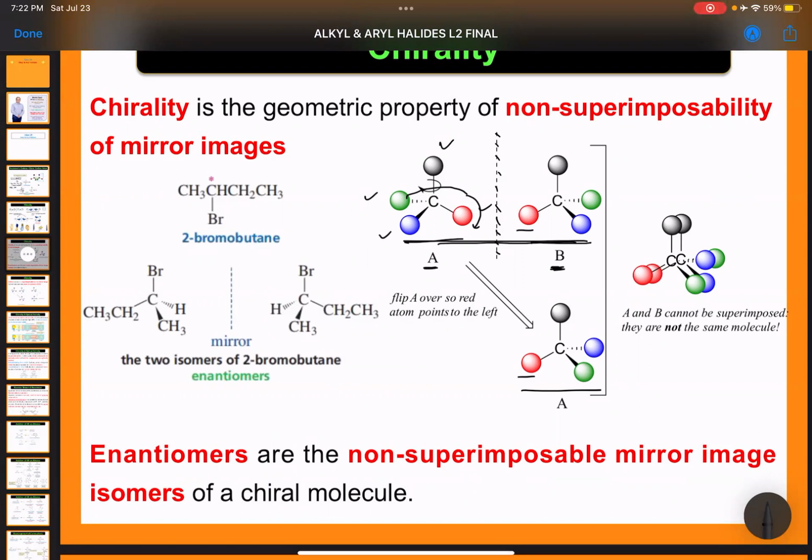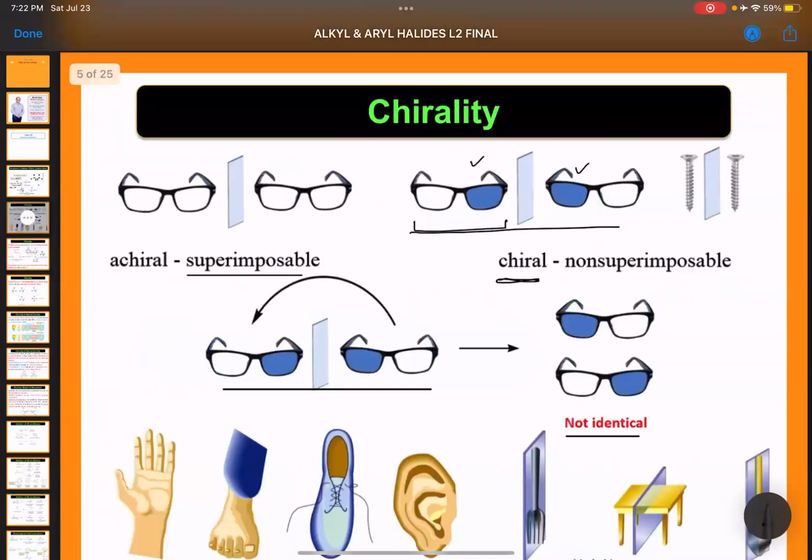Sir, it is attached to 4 different groups, right? Yeah, it will be attached to 4 different groups. Yeah, then only it will be chiral. Good. And if a molecule is chiral, because all these things which are chiral, which I have shown you, have 4 different sides. Okay. So this side is different, this side is different. All the sides are different. It is different from different sides. That's why it is chiral.